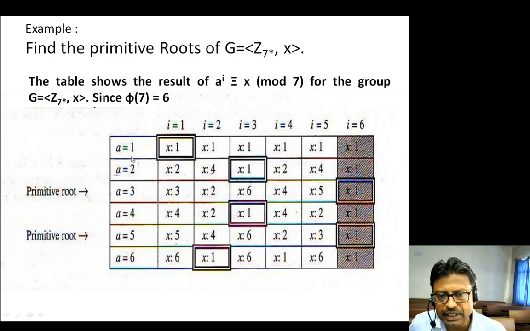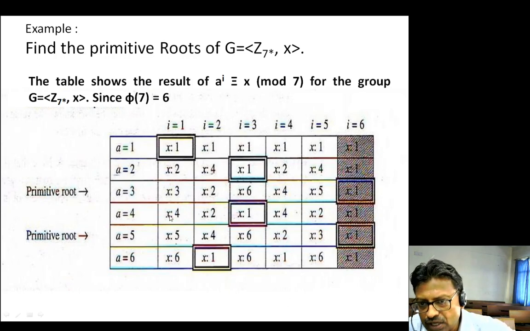When I take a equal to 1, we get x equal to 1. When I take a equal to 2, at i equal to 3 we are getting 1. Even though the order of the group is 6, it is also getting 1 at i equal to 3. So this is not a primitive root. But when we take a equal to 3, we get x equal to 1 when i equal to 6. Meaning 3 to the power 6 mod 7 gives the value 1 and no other i gives 1. Then only can we say that a equal to 3 is a primitive root.